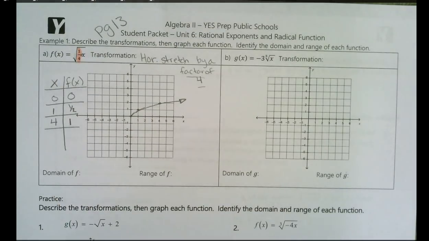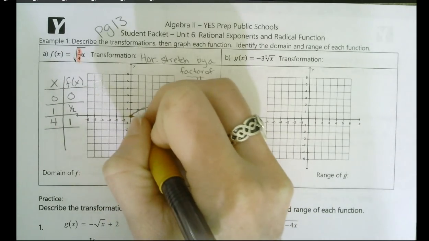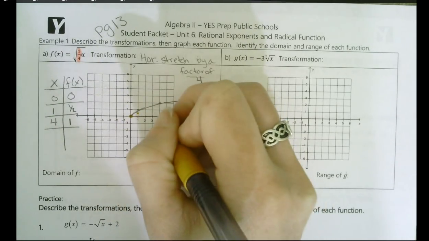So now what our graph looks like, I'll graph this one in orange. We have this point (0, 0) still. We have (1, 1/2), and we have (4, 1).